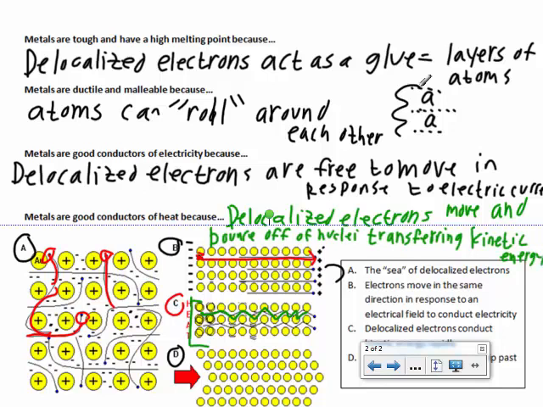All right, and luckily there are no Lewis dot structures because not any one atom has any specific amount of electrons here. The key with these is knowing the electron sea, what that means, knowing what delocalized electrons are, and being able to describe how delocalized electrons give it these properties: ductile and malleable, electricity conduction, and heat conduction. You've got to know all of those and be able to recognize it based on the picture as well.